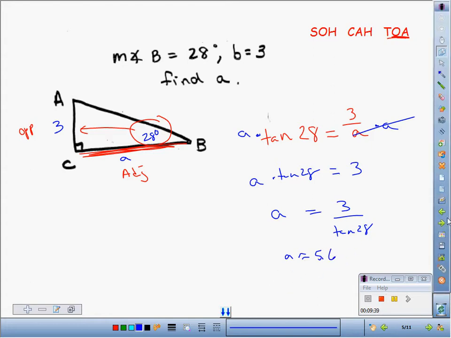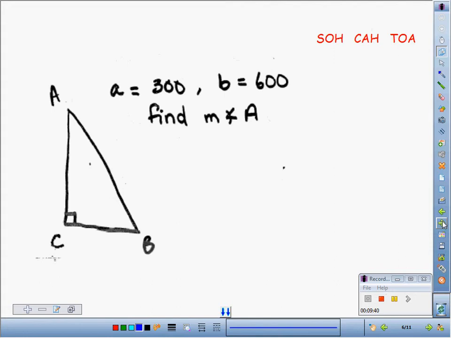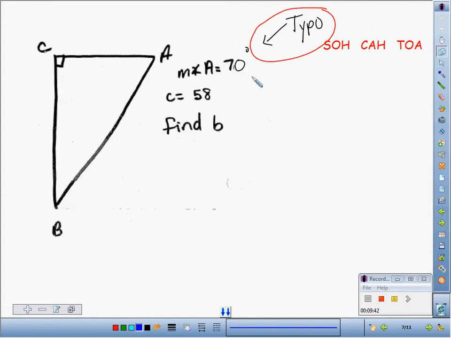Lovely. Let's keep skipping around, and let's skip this one and go to that one. There's a typo on your paper. It only looks like the measure of angle A is 7. It's actually 70. So put all that information in the picture real quick. So measure of angle A, 70 degrees. Little c is 58. And find B, which is across from capital B.